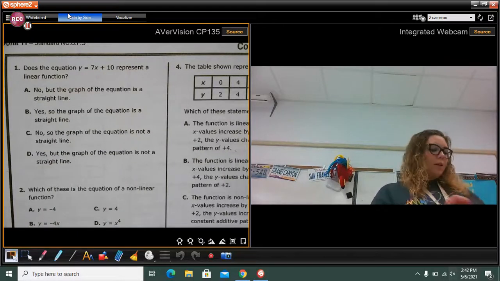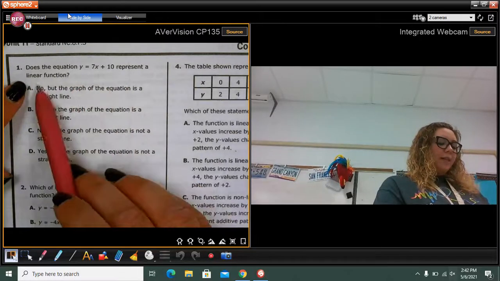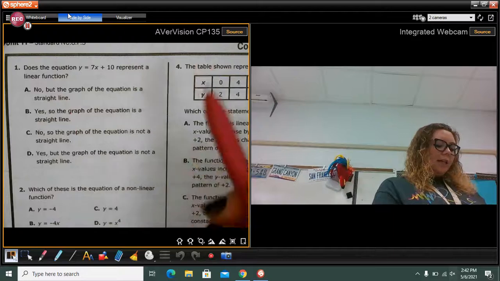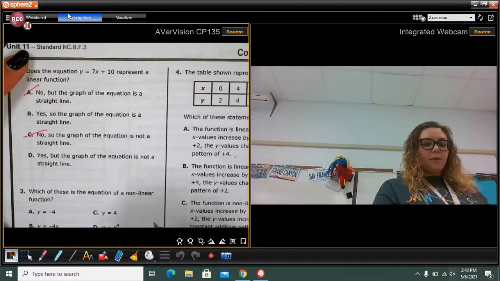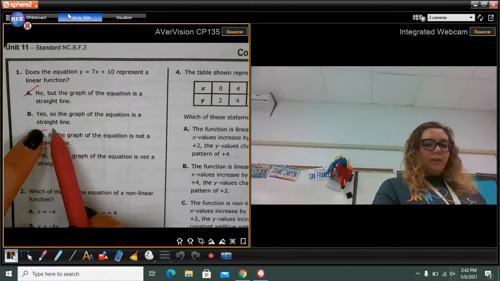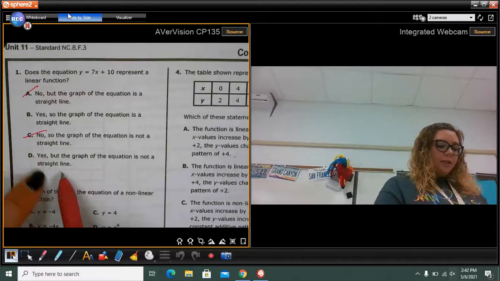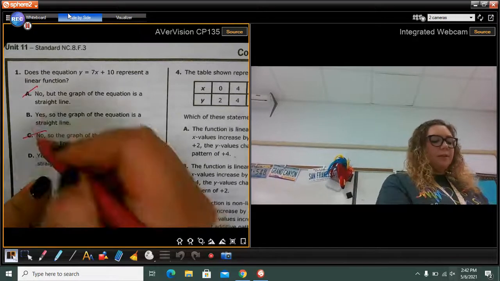Okay, number 1. Does the equation y equals 7x plus 10 represent a linear function? Yes. Okay, so I'm going to cancel out the ones that said no. The graph of the equation is a straight line? Or yes, because the equation is not a straight line. If it's linear, what kind of line is it going to be? A straight line.